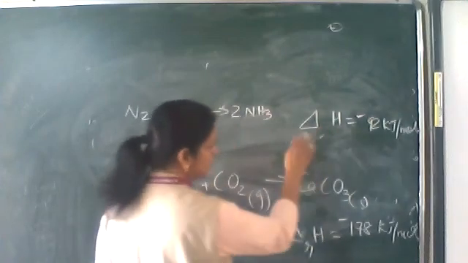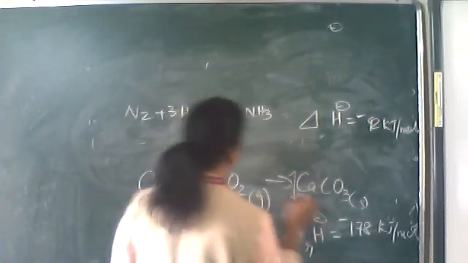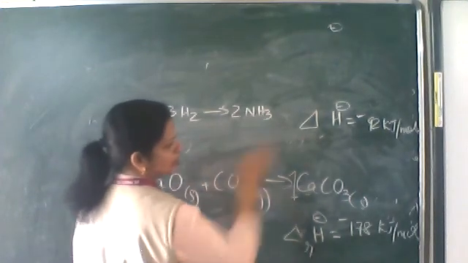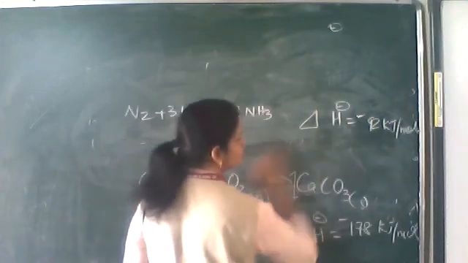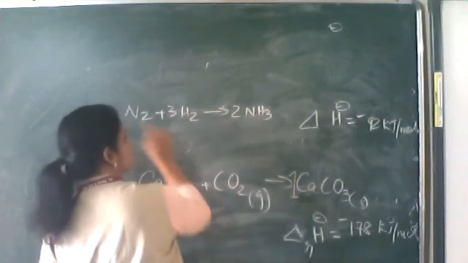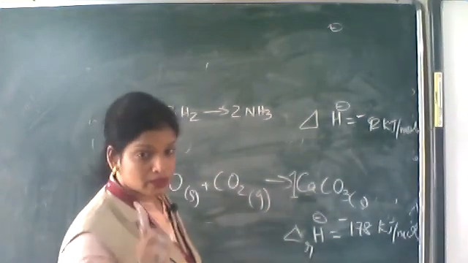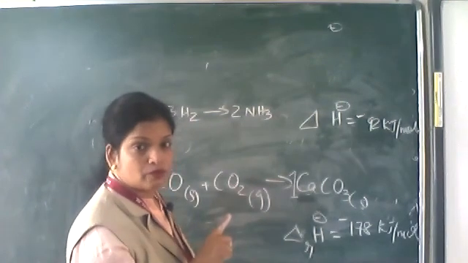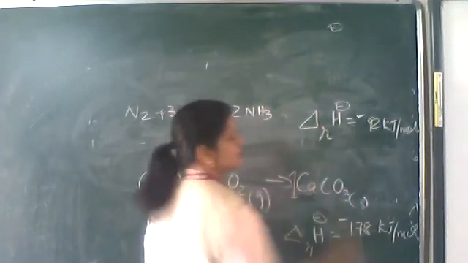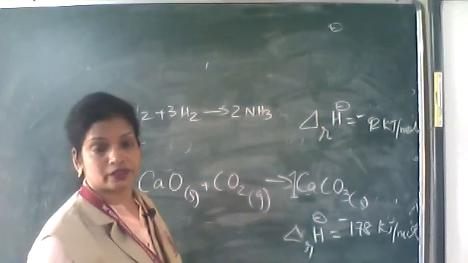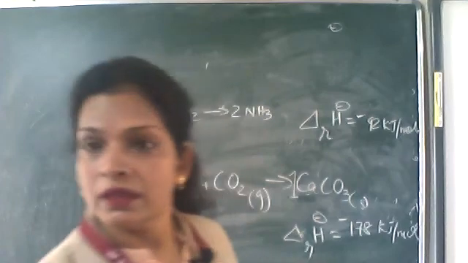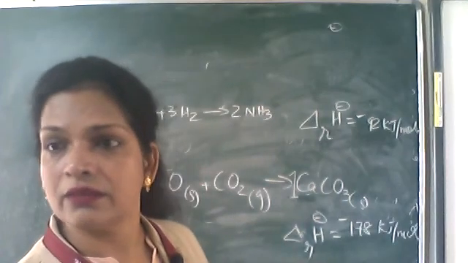No, I cannot write F because this is not for 1 mole, this is for 2 moles. For formation, there should be 1 mole. Of course, they are formed from their constituent elements, but this is not for 1 mole, this is for 2 moles. So I cannot write F there. It's a general reaction, some simple reaction, not a formation one.